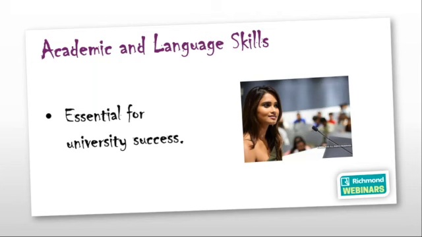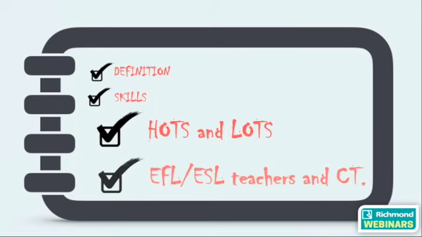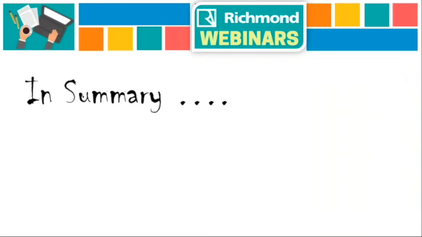If you want students to be successful, independent, autonomous, there must be a lot of critical thinking. How many times do we say, oh my God, university students are not able to make decisions on their own? This is because they lack all these skills, right? So far we have looked at definitions, skills, higher order and low order thinking skills, and how we as teachers are related to critical thinking.